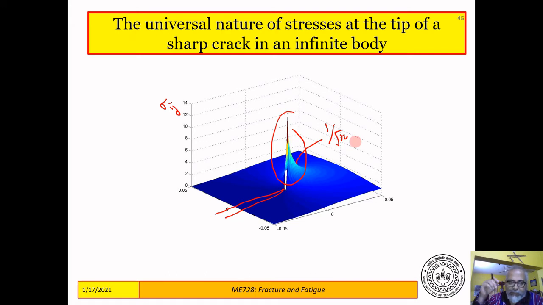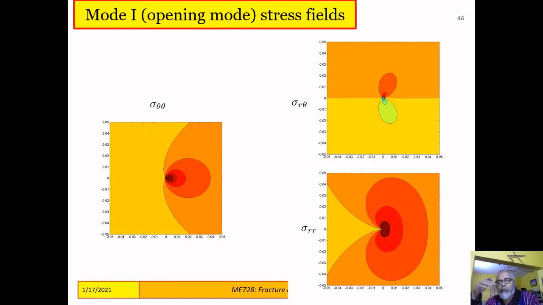Now, this is not a very standard representation of the crack tip fields. We generally represent crack tip fields as color contour plots where the colors represent the level of the stress. So if you look at the opening mode stress fields, or mode 1 stress fields, this is how they look in contour plots. I have arbitrarily used a K1 of 1 to plot this. So these are basically angular functions divided by root 2 pi r, I think.